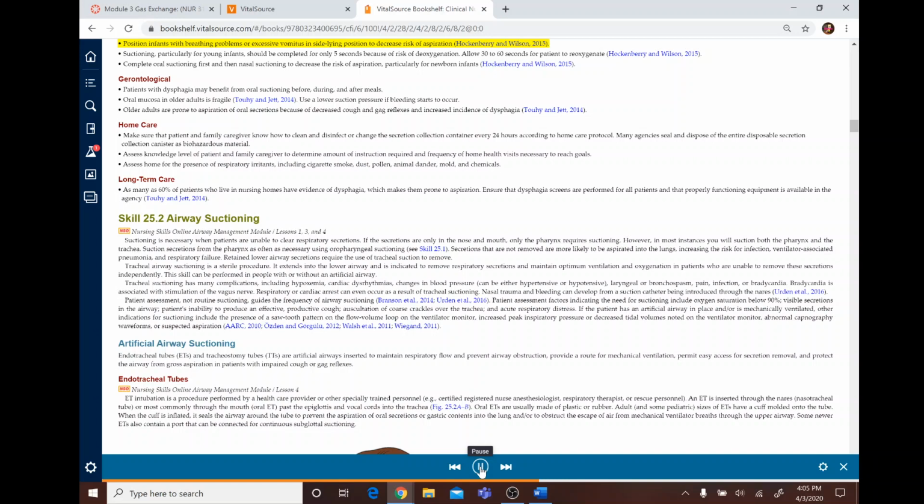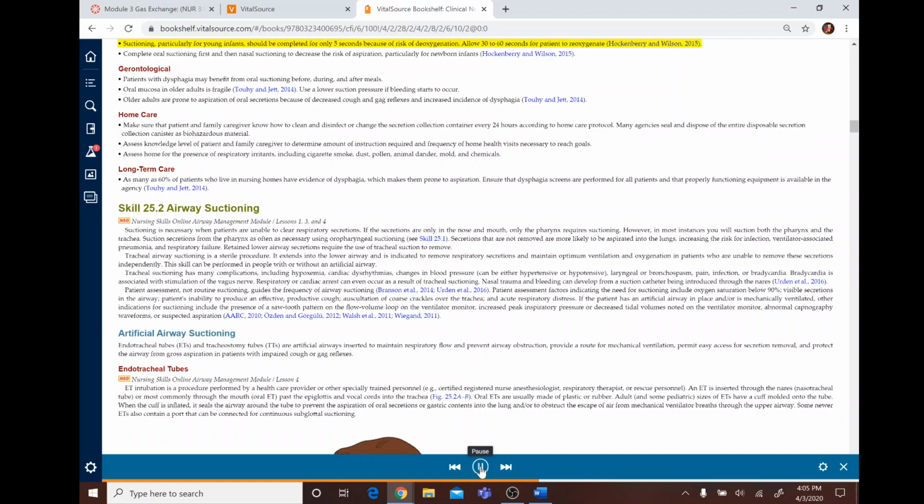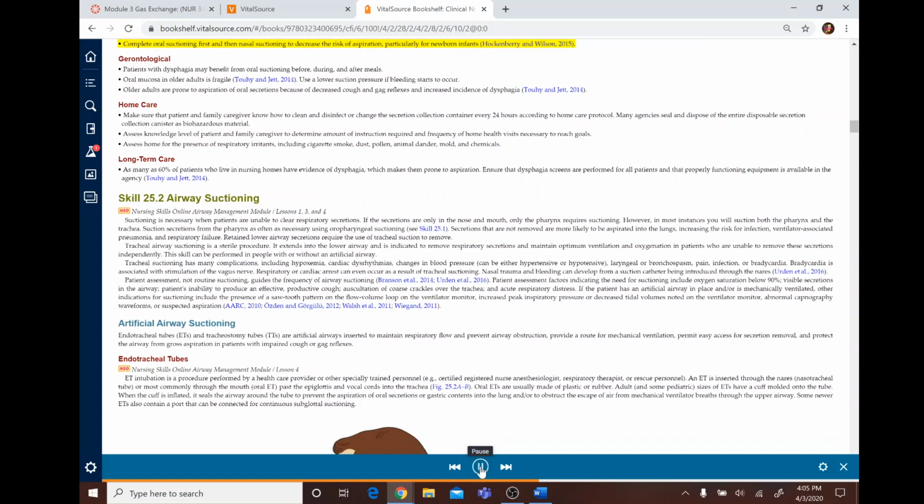Hockenberry and Wilson, 2015. Suctioning, particularly for young infants, should be completed for only 5 seconds because of risk of deoxygenation. Allow 30 to 60 seconds for patient to reoxygenate. Hockenberry and Wilson, 2015. Complete oral suctioning first and then nasal suctioning to decrease the risk of aspiration, particularly for newborn infants. Hockenberry and Wilson, 2015.